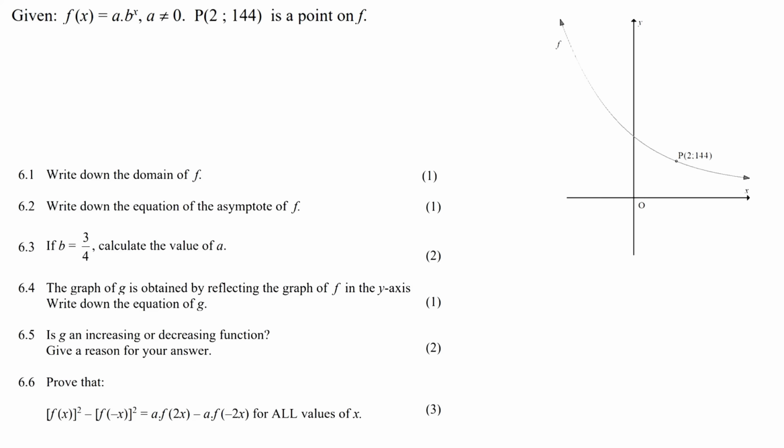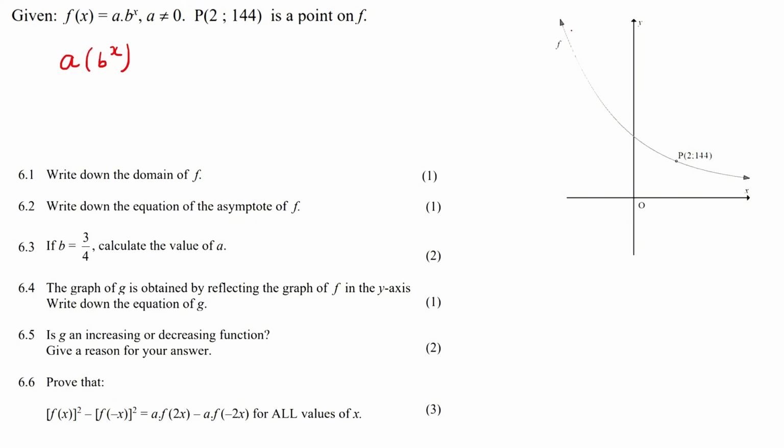Here they give us an equation, a times b^x, okay? That's not a point, and it's not a decimal number. It's a multiplied by b to the x, or something like that. A is not 0. They said that P is a point on the graph. Write down the domain of f.